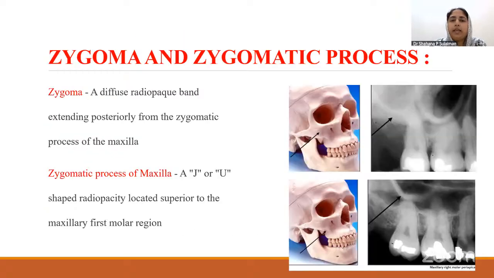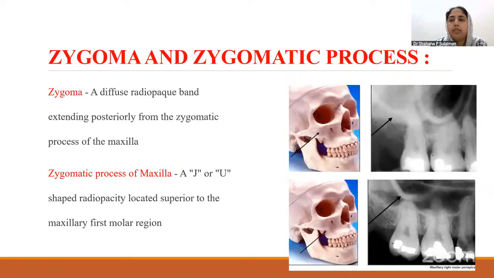Now coming to the next one, we have the zygoma and the zygomatic process of the maxilla. The zygoma is the malar bone or the cheekbone, and the zygomatic process of the maxilla is the area where the zygoma gets attached to the maxilla.